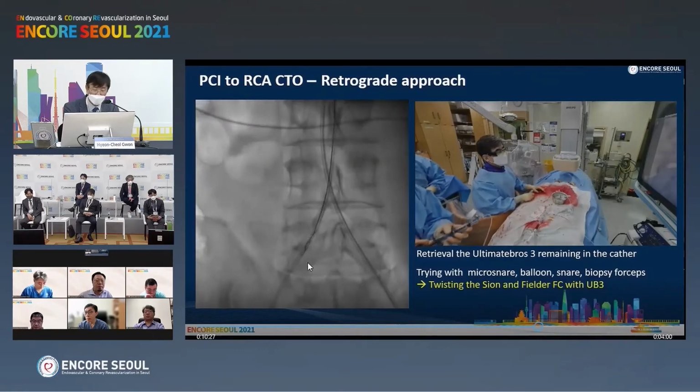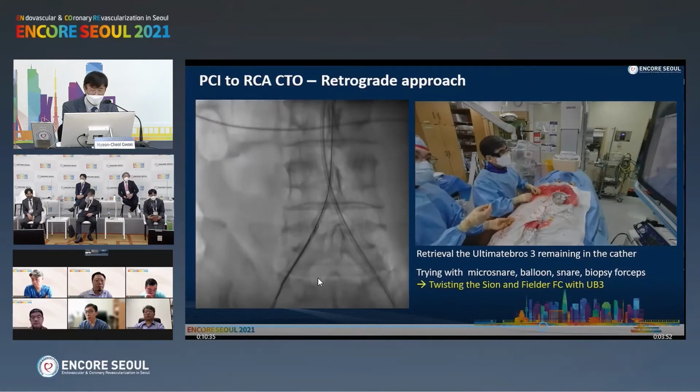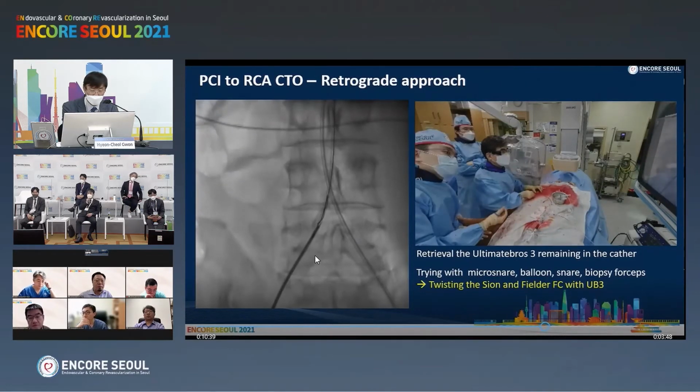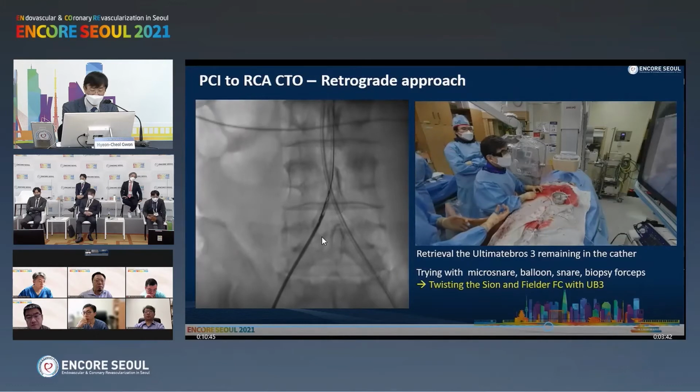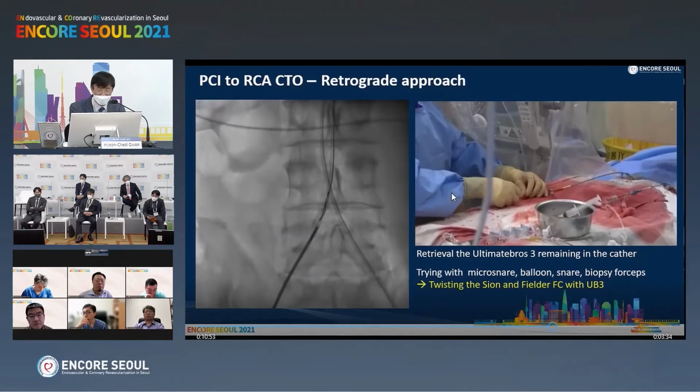Then I used a micro or macro snare, but it did not capture the wire because of the collapsed status in the small lumen catheter. Then I finally used biopsy forceps, but they did not open wide because inside the narrow catheter, the lumen is too narrow. It was impossible.